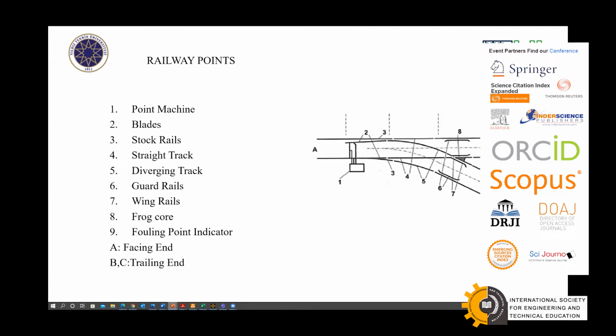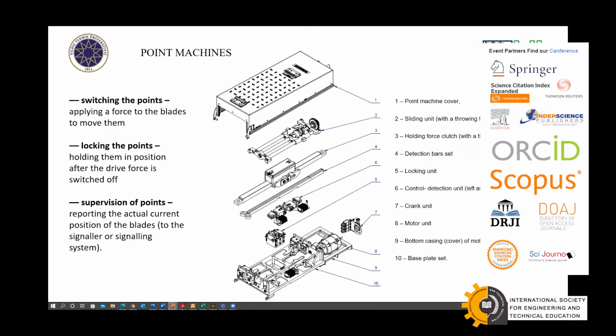Railway points, as you can see in a basic railway point, are defined as a pair of tongue rails with their stock rails. The main control mechanism in the figure is number 1, the point machine, and number 2, the blades. Switching the points, locking the points, and supervising the points are implemented by point machines. In the figure, you can see the Bombardier Abbey Point 500 electromechanical point machine and its parts.